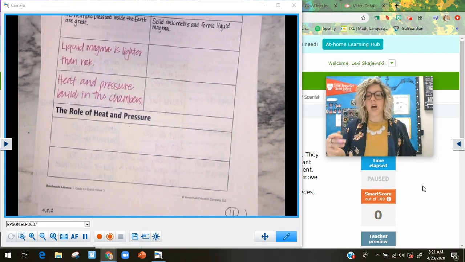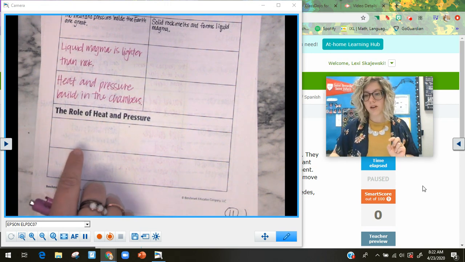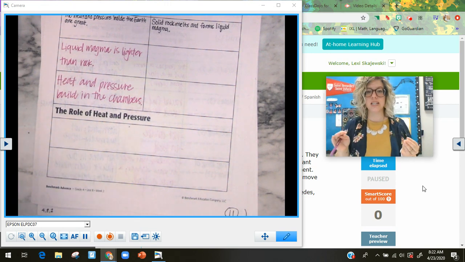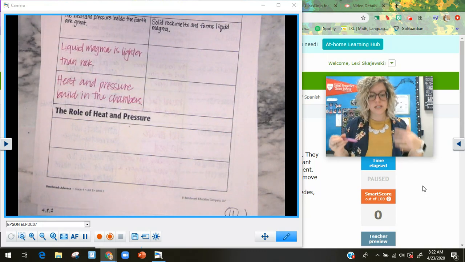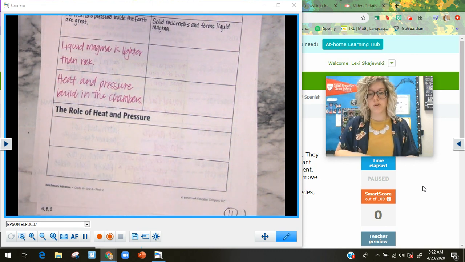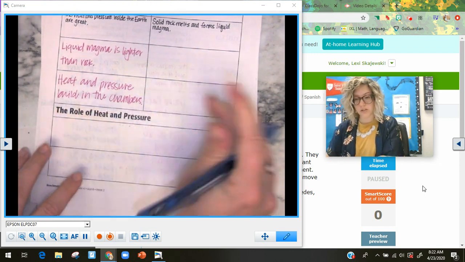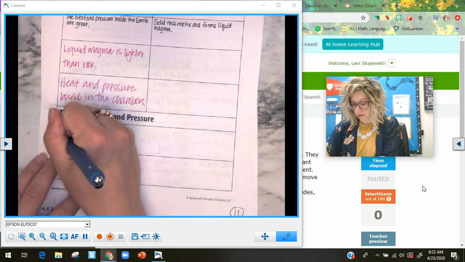Okay? Now, finally, you're going to tell me 2 roles of heat and pressure. What is the role of heat and pressure in all of this? In a volcanic eruption, what role does heat and pressure play? So I'm going to give you a sentence starter in both of these, and then you need to finish the answer, okay? So here's the first part.